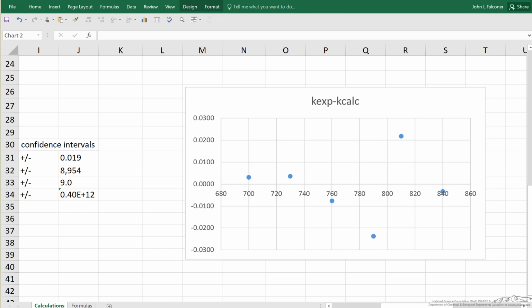So we can see with the spreadsheet, we can quickly calculate the best fit using nonlinear regression. We can also calculate the confidence intervals, and I'll explain that in a separate screencast.